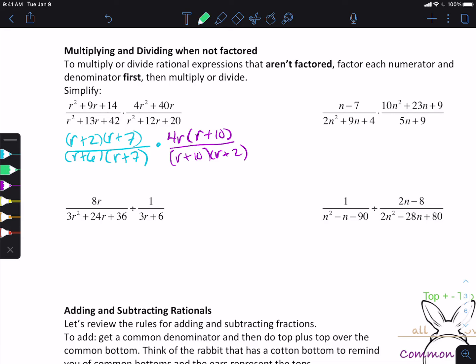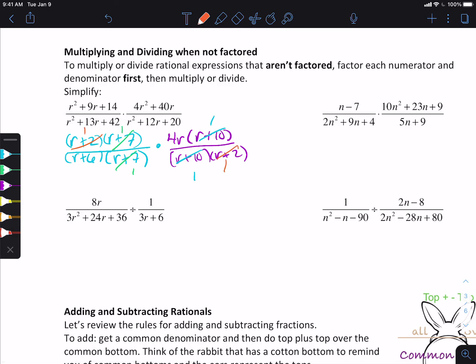So now we're going to cancel things that look alike. So the r plus 7s cancel. R plus 10s cancel to 1. R plus 2s also cancel to 1. And then that's everything. So multiply by factoring, top and bottom, cancel things that look alike, multiply straight across. So we go straight across. So 1 times 1 times 4r times 1 is 4r. And then r plus 6 times 1 times 1 times 1 is r plus 6. And then that gives us our final answer.